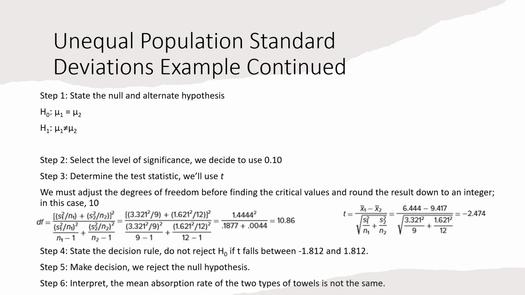And so we have 10 degrees of freedom, and a two-tailed test at the 0.10 significance level gives me a critical t-value of negative 1.812 and positive 1.812. And so then we use the formula shown here on the screen to find our test statistic. And we end up calculating a t-value of negative 2.474. And our negative 2.474 is going to fall in the rejection area. So our decision is going to be to reject the null hypothesis and conclude that the mean absorption rate for the two towels is not the same.